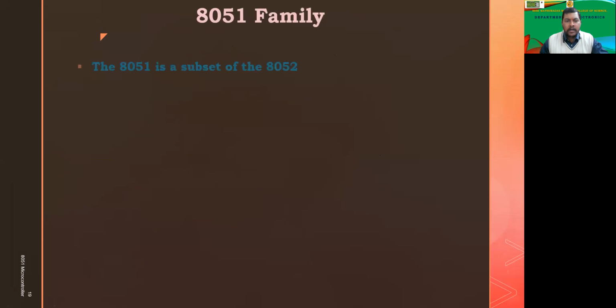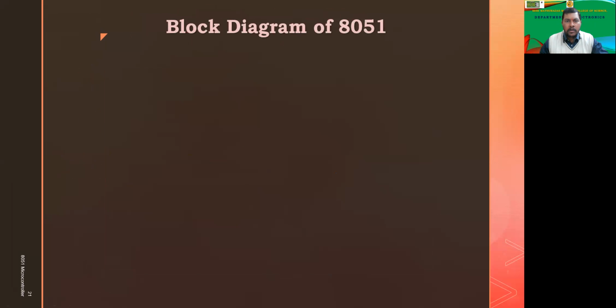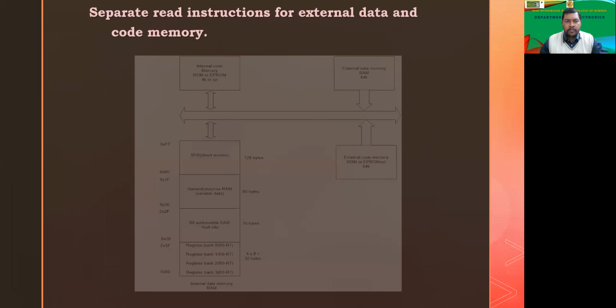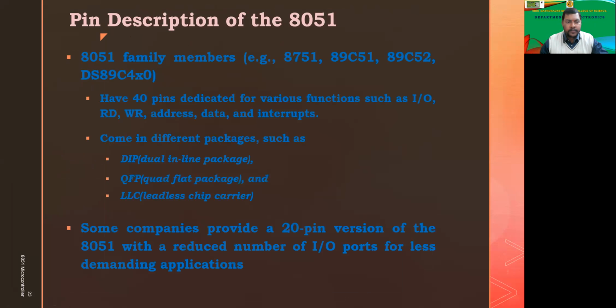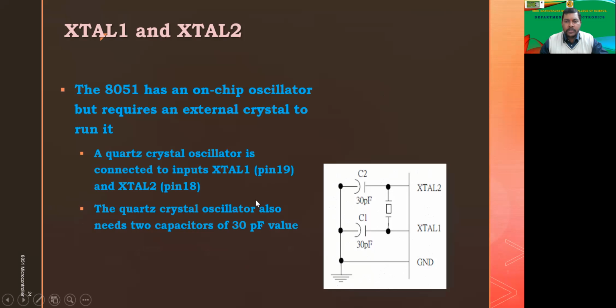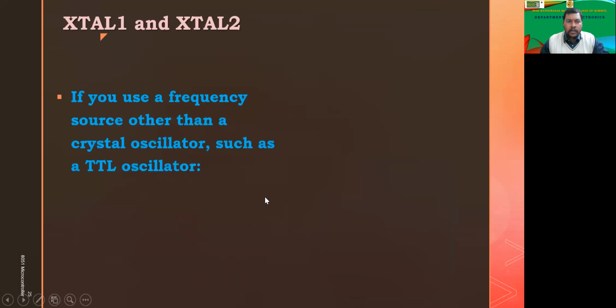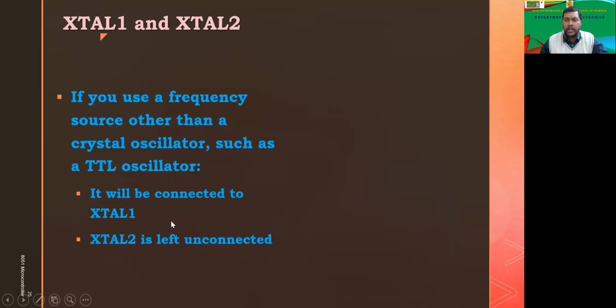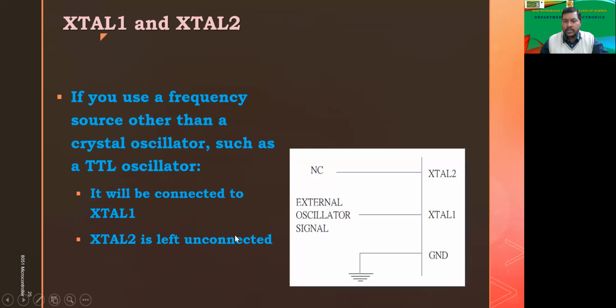So we have studied this, and we have completed this. Some companies also have 20 pin packages, and pins 19 and 18 can be used to connect the clock. For that we can use a quartz crystal with 30 picofarad capacitors to provide around 12 megahertz of frequency. If you are using a TTL oscillator, then only the XTAL1 pin is connected and the rest of the pin is grounded. So this is the connection.